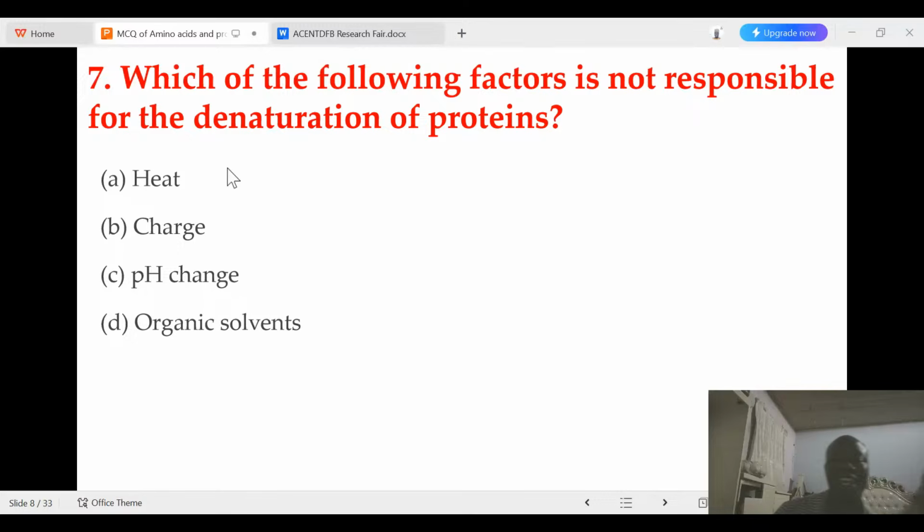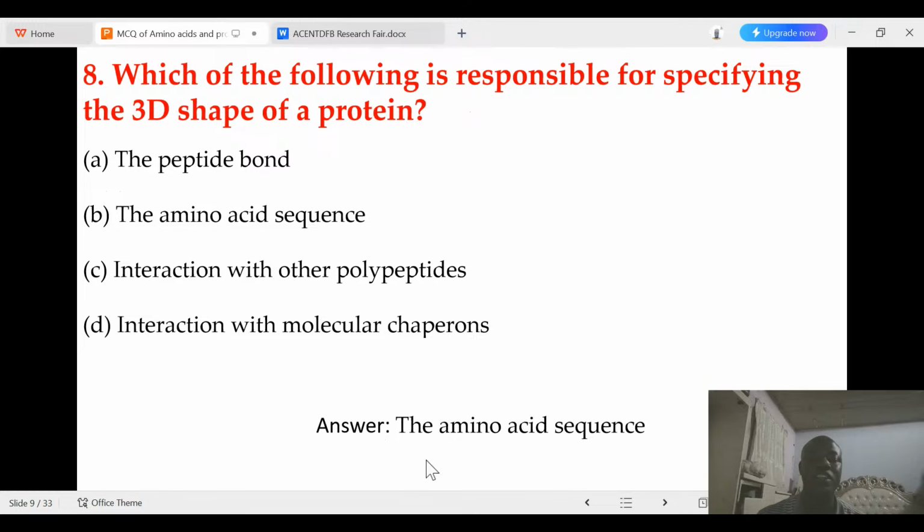So the answer here is charge. Charge doesn't lead to the loss of three-dimensional structure of protein. So the answer is charge. So let's move to question 8. In question 8, I already even wrote the answer.